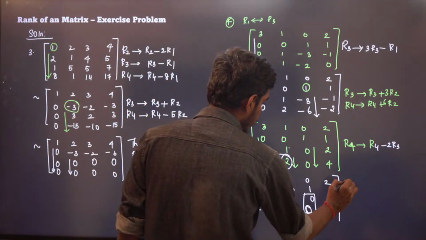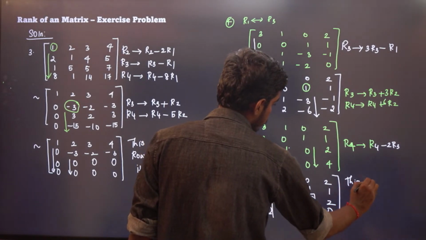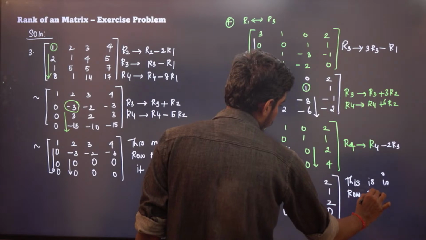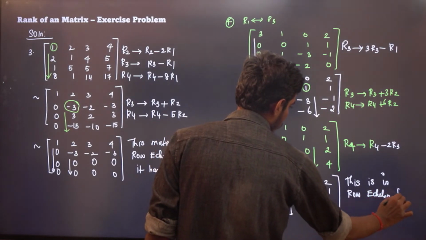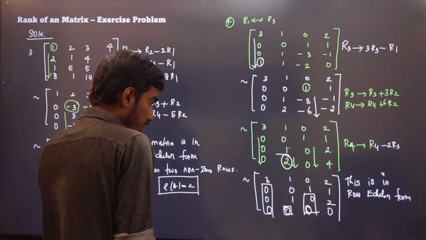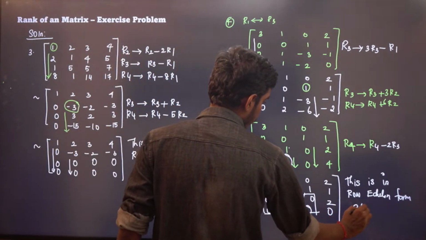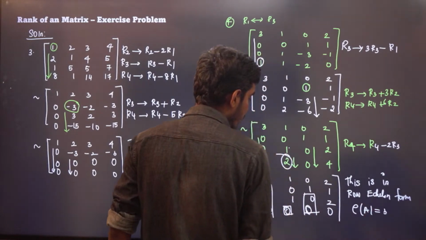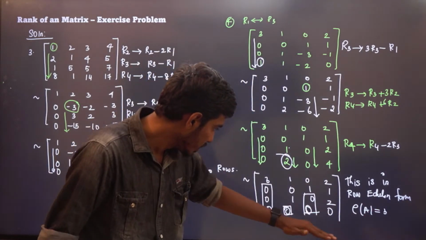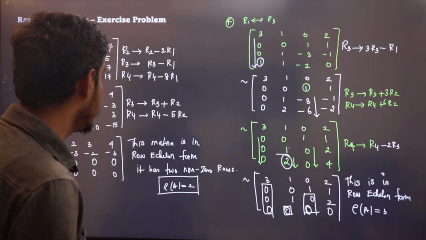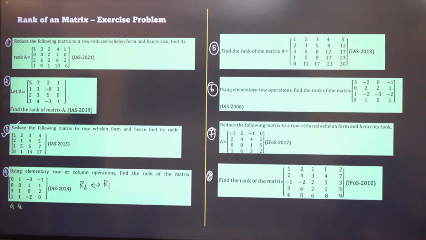Now this is in row echelon form. So what is the rank? The rank of this matrix is 3 because it has 3 non-zero rows, since the fourth row is a zero row. Is it clear? You can do the remaining problems, right?